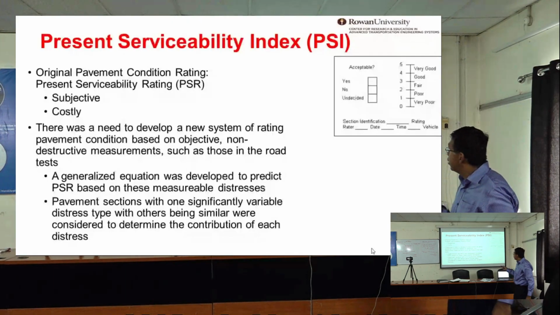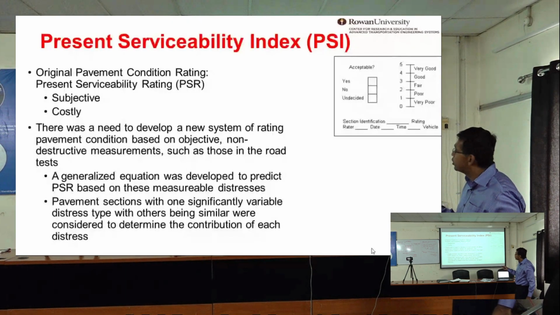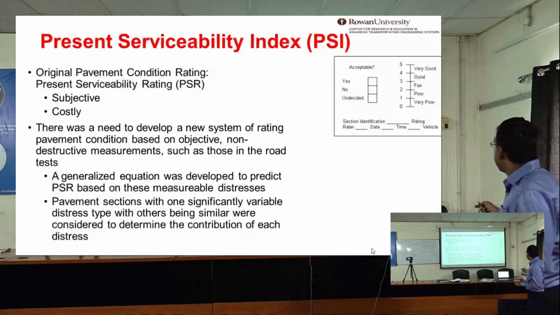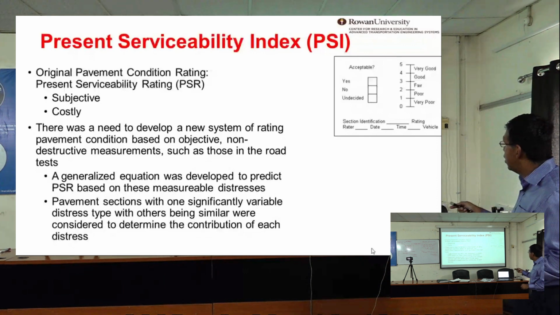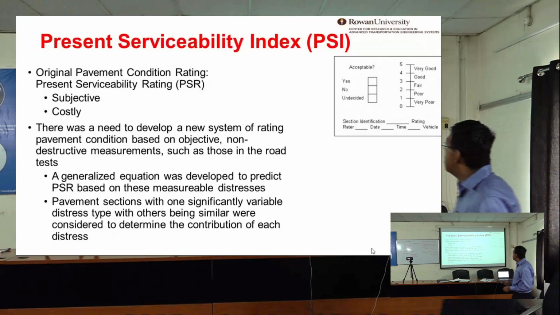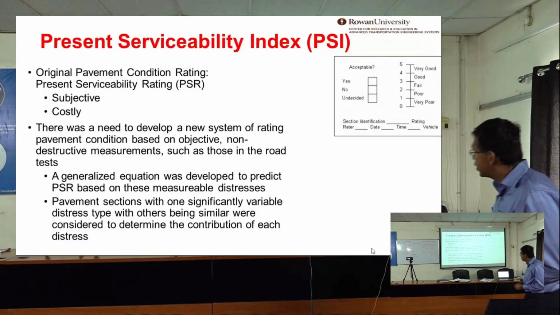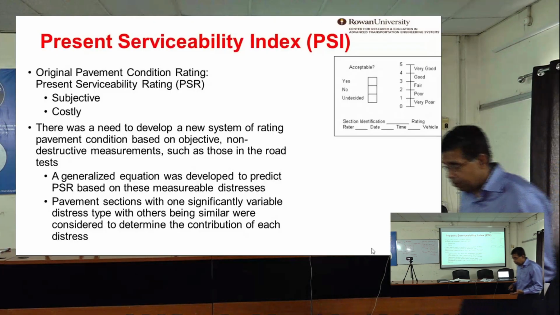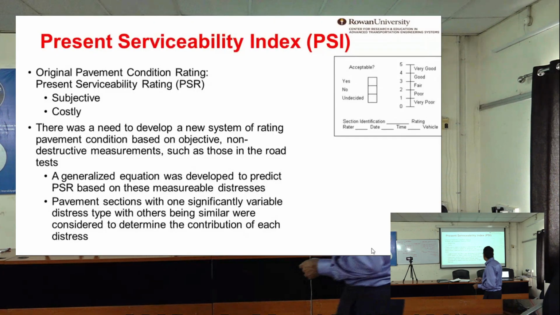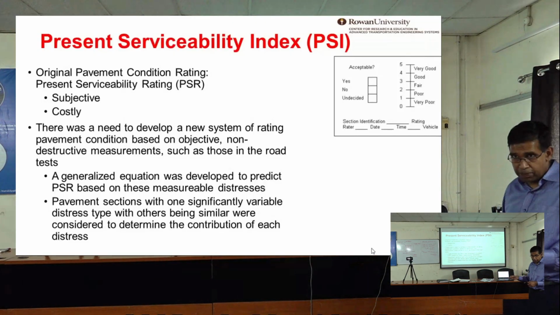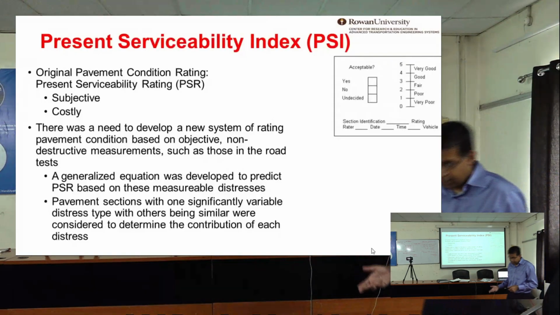The original pavement condition rating, pavement serviceability, is the PSR. That's the rating that I told you earlier, where you do a subjective rating, and everybody did that subjectively from very poor to very good, 0 to 5. And they were subjective and costly. So there was a need to develop a new system of rating, the PSI. That's how the PSI came about. A generalized equation was developed to predict PSR based on these measured distresses, and that became the PSI.